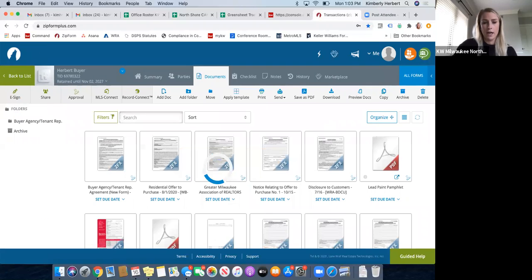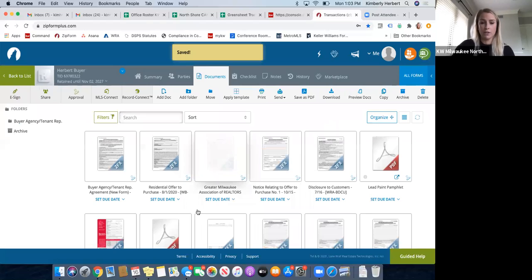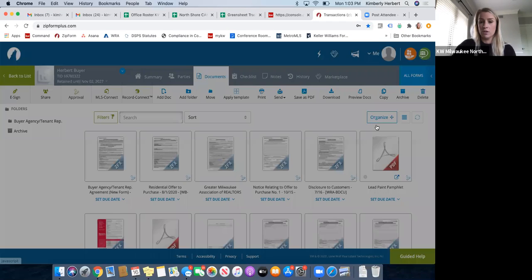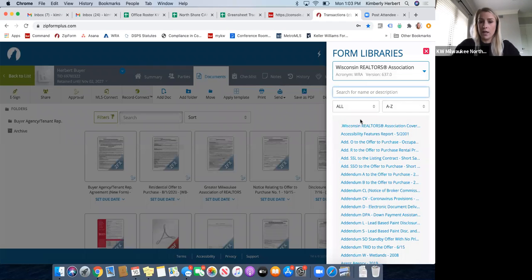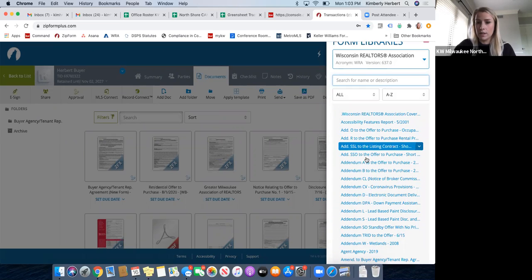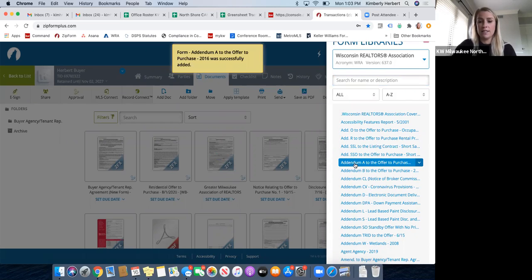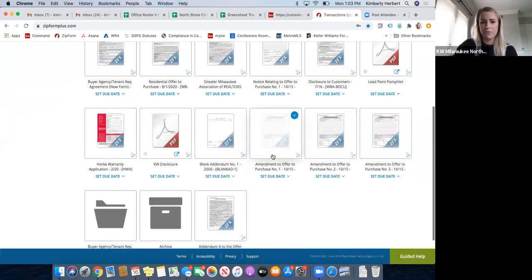So I'm going to go back and I'll open GMAR Addendum A. Before I do that, I just want to point out there are two different Addendum A's. So in the WRA library, if I go, let's see here, Addendum A to the offer to purchase. This is like the state version of Addendum A, and it's very short. It's like a 2-page document.